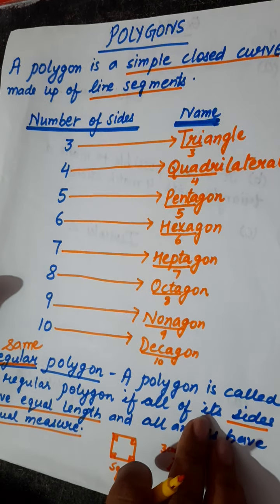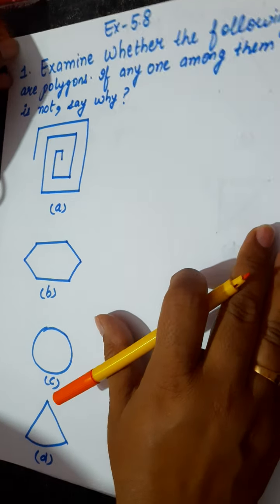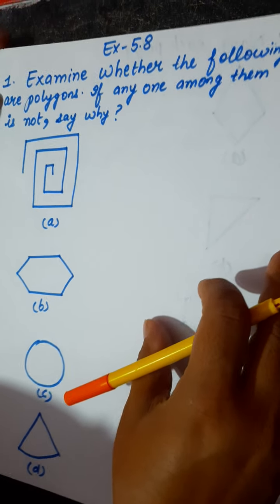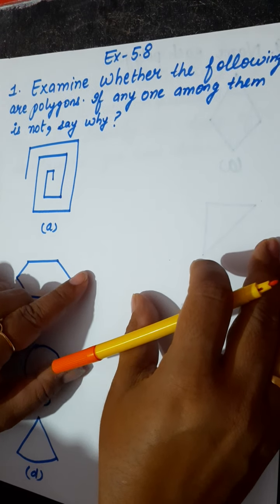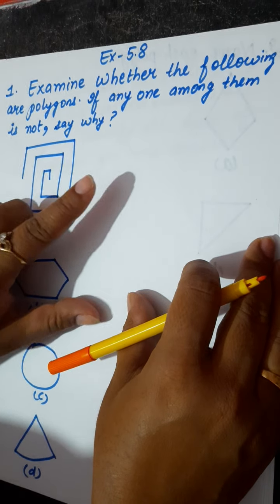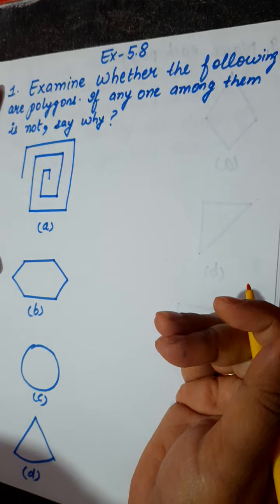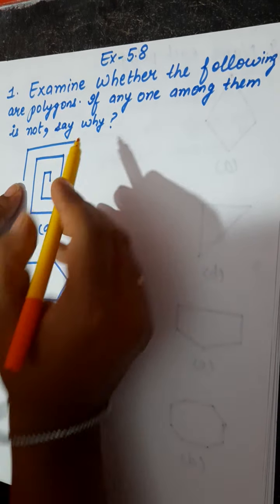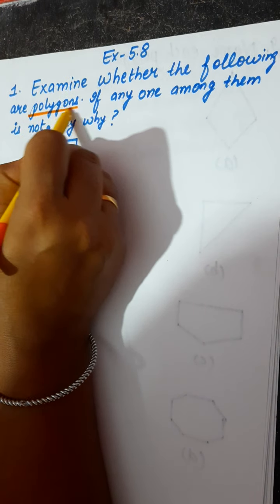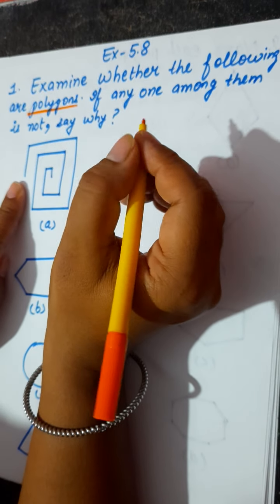Now let's start our exercise, that is 5.8. Now the first question of exercise 5.8 is: examine whether the following are polygons, and if one among them is not, say why. If the given figure is not a polygon, we also have to write down the reason. Now here we have the first figure. As this figure is made up of line segments, but a polygon we know is a simple closed curve. A polygon should be closed, but this figure is not closed.